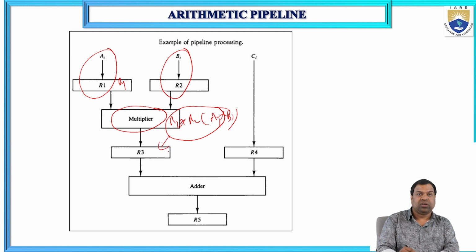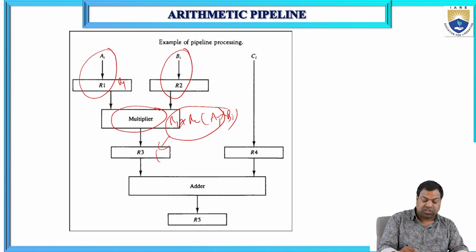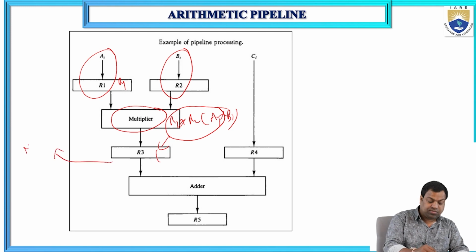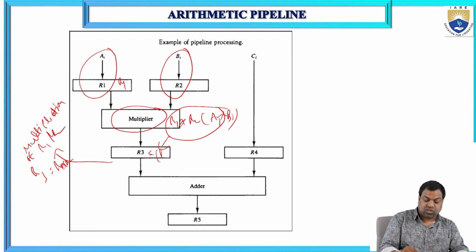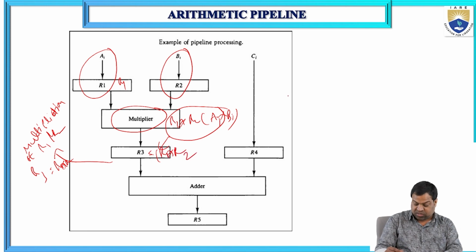It will be stored in R3. So R3 is nothing but the multiplication of R1 and R2. So R3 equals R1 into R2. So that is completed.